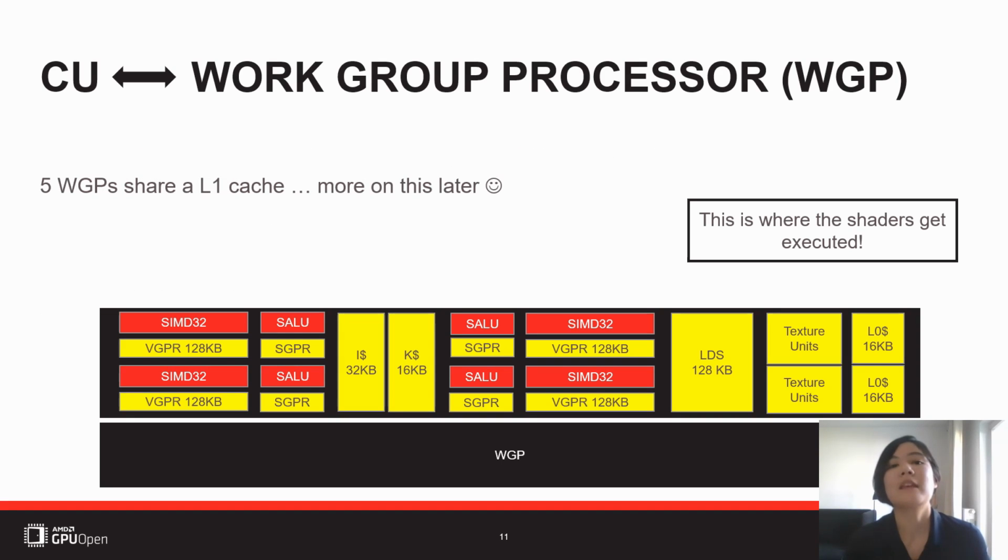Now, if you group 5 workgroup processors together, they share one level 1 cache. But this is not the same as the level 1 cache on GCN. As I said, the equivalent of the level 1 cache on GCN is the level 0 cache on RDNA. And you may also have noticed another difference here, because each workgroup processor has its own instruction constant cache. So on GCN, 4 compute units shared one, and on the workgroup processor, they now have their own.